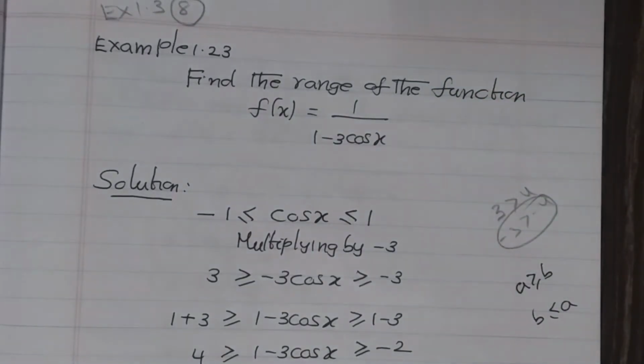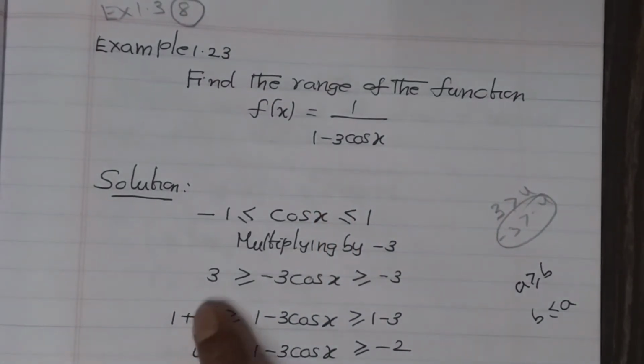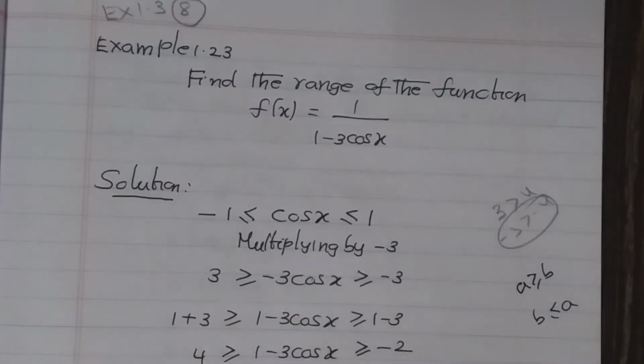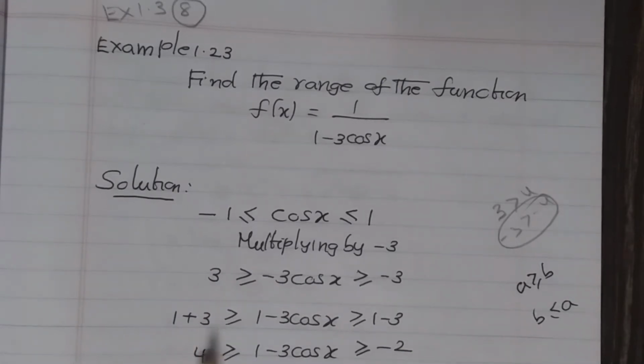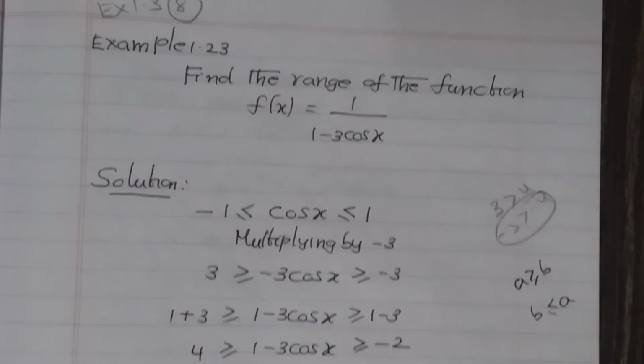What about the next one? You need to add 1. You see here 1 minus 3 cos x. So, adding 1 to the inequality, it becomes 1 plus 3 greater than or equal to 1 minus 3 cos x greater than or equal to 1 minus 3. So, 1 plus 3 is 4, 4 greater than or equal to 1 minus 3 cos x greater than or equal to 1 minus 3, which is minus 2. Okay. So, now you have to separate into intervals.